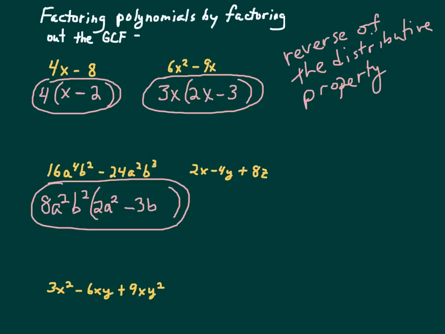The only thing that differs in this one is it's a trinomial, so I've got to find the common factor to all three terms. In this case, it's just 2. So I pull out the 2. 2 times what equals 2x? X. Minus 2 times what equals 4y? 2y. Plus 2 times what equals 8z? 4z.